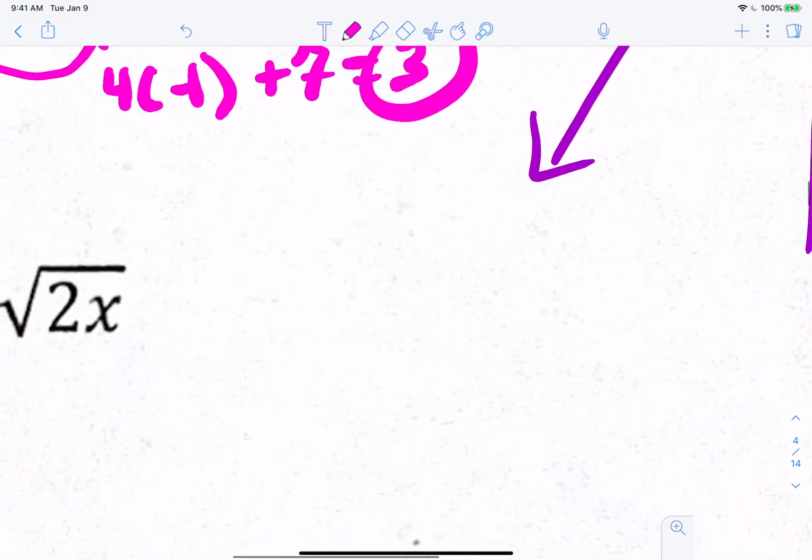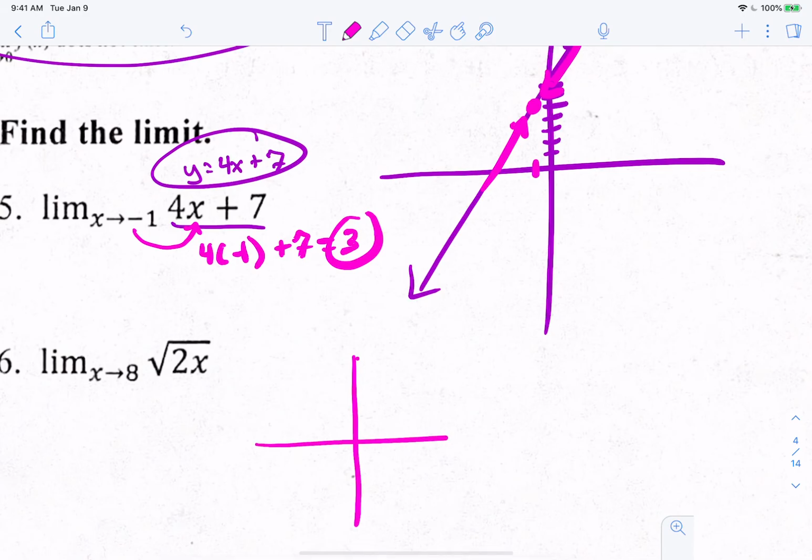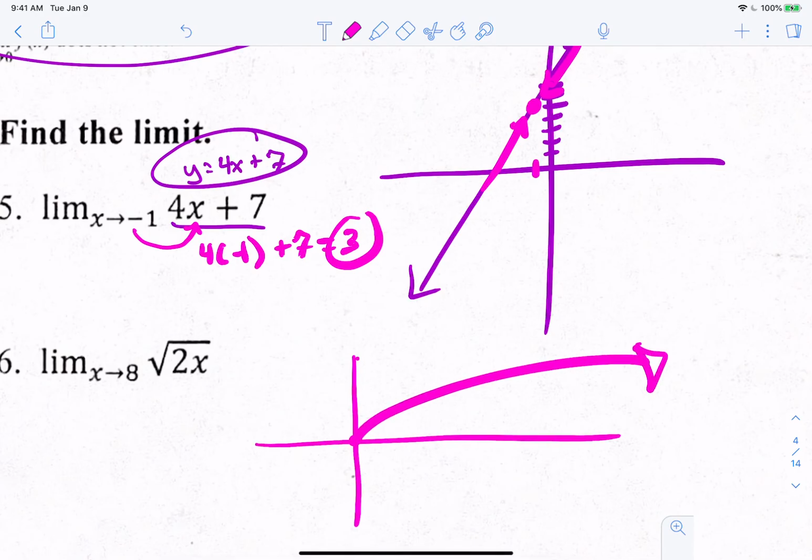Okay, this next one down here, the square root of 2x. I am trying to find where he approaches 8. So the square root of 2x looks like this, something of that nature, right? He's a square root, something like that. Now, at 8, 1, 2, 3, 4, 5, 6, 7, 8, I want to know what he's approaching. There's not even a hole there. So I plug 8 in. And 2 times 8 is 16. The square root of 16.